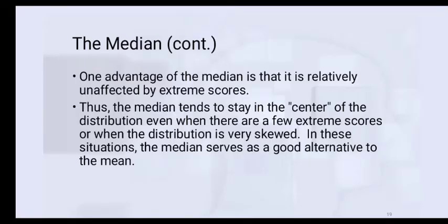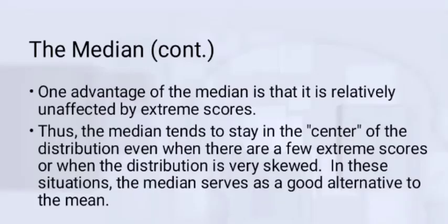So one of the advantages of the median is that it is relatively unaffected by extreme scores. Meaning, though we have a very low score or a very high score, still the median is not affected as long as it is the middlemost score in our dataset. Thus, the median tends to stay in the center of the distribution even when there are a few extreme scores or when the distribution is very skewed. Ibig sabihin, kahit magkakalayo o magkakalapit yung scores, as long as the median is at the center, it will not change. So in this situation, the median serves as a good alternative to the mean.